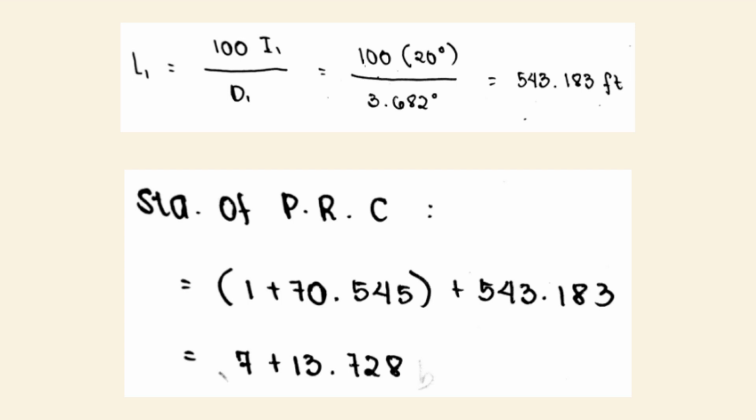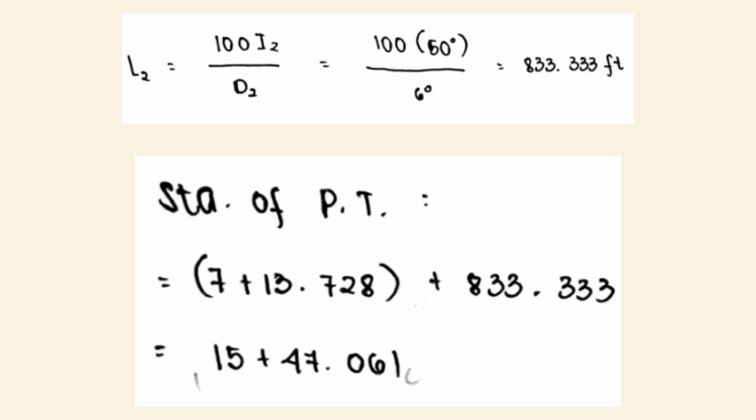Next, for the value of L sub 1, it will be computed as 100 multiplied by I sub 1 over D sub 1. It would be 100 multiplied by 20 degrees over 3.682 degrees. So the value of L sub 1 would now be equal to 543.183 feet. The stationing of the PRC, like before, is the sum of the PC plus the value of L sub 1.